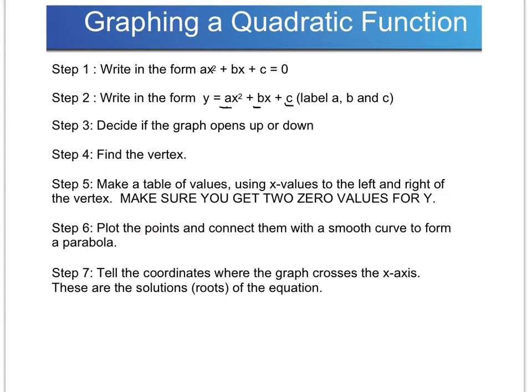Then step 6, we're just going to plot the points we've come up with and connect them with a curve that forms a parabola. And again, a parabola is just a U-shaped graph. And then the last one is step 7. It says tell the coordinates where the graph crosses the x-axis. These are called the solutions. Another word for solutions that you'll need to know is roots of the equation. So we'll go ahead and jump right into this.